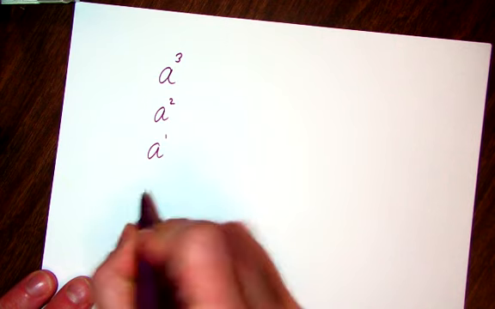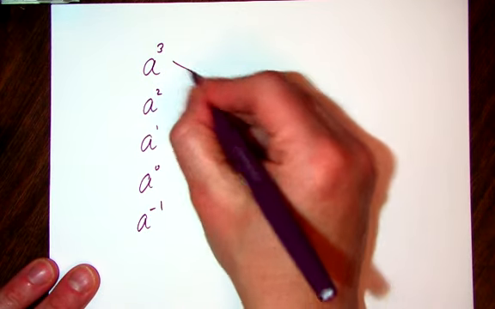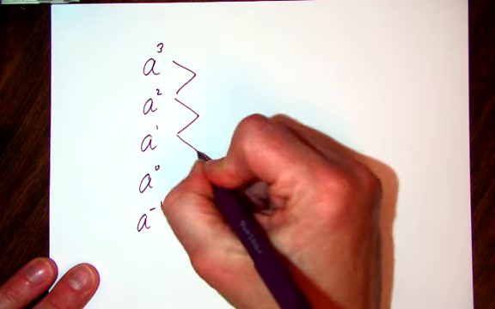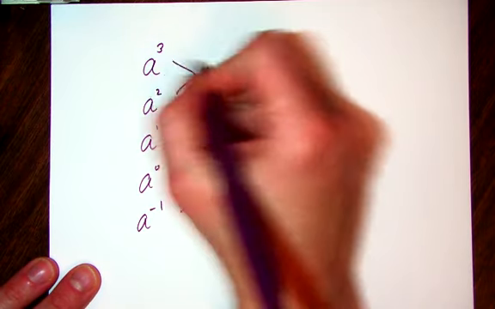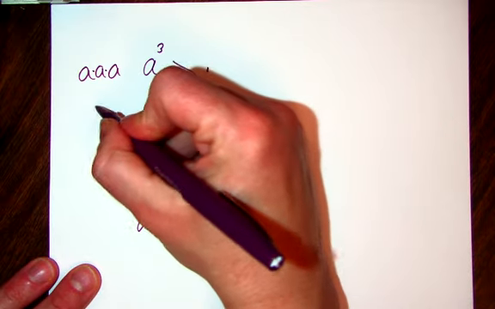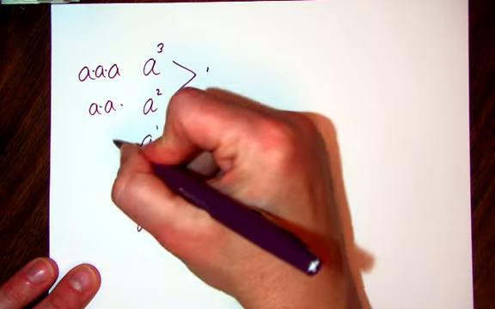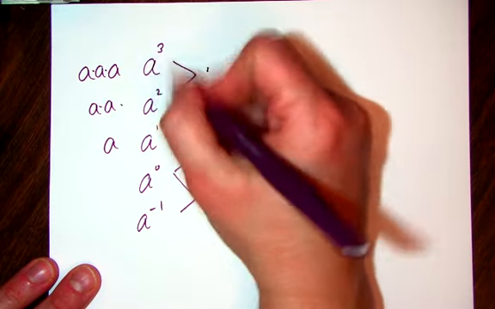And what I'm going to do is I'm going to start to go down, and we're going to look at this. So we see that a to the third is a times a times a, and a to the second is a times a. And as we look at this, how do we get from a to the third to a to the second? We actually have to divide by a. And if it's hard to see with a's, think about it with 2's.